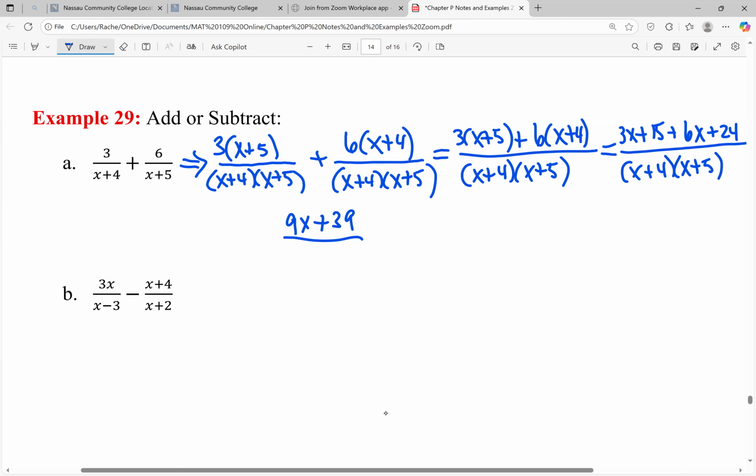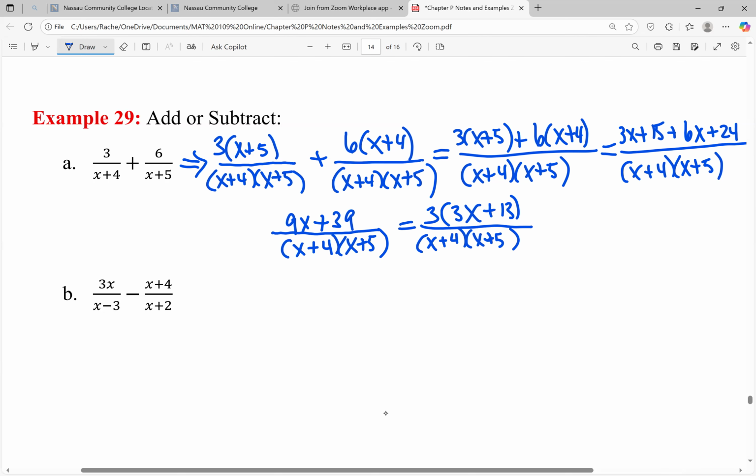Now we want to factor the numerator to see if we have any common factors, right? To see if we could reduce this expression. I see that we could factor out a 3 in the numerator. So if I factor out a 3, my other factor is going to be 3x plus 13, and then divided by x plus 4 times x plus 5. But that didn't really help us in terms of simplifying, right? Because there's no common factor in the numerator and the denominator.